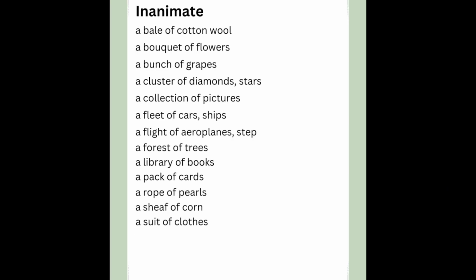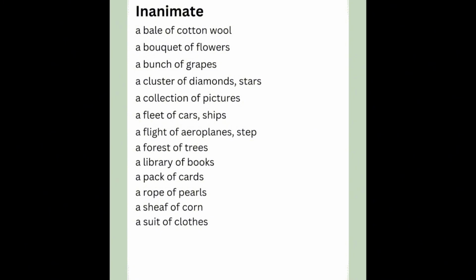How do we call their group terms or collections? How do we add the words together to give a meaningful context? The first example here is a bale of cotton or wool. A bunch of grapes. A bouquet of flowers. A cluster of diamonds or stars.